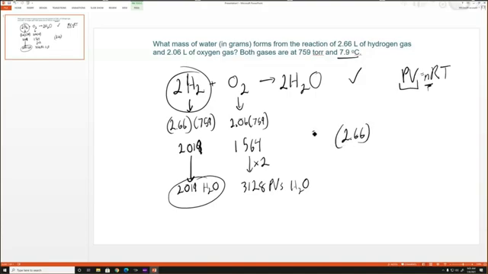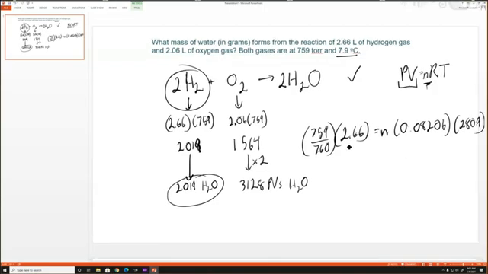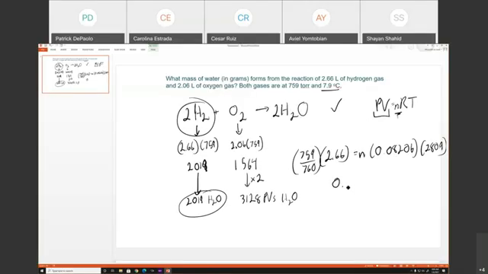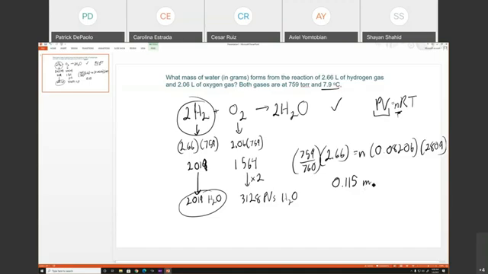Our pressure is 759 over 760, so very close to 1, equals our n times R, 0.08206, times our temperature, which is 7.9, but remember, we have to convert to Kelvin. That's going to be 280.9. And then to do this math real quick, 0.115 moles of H2O.